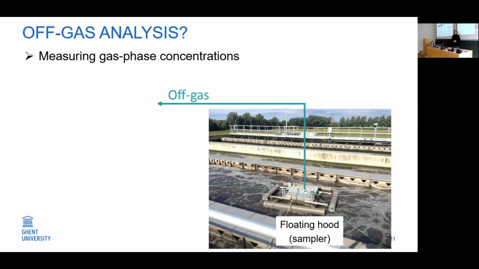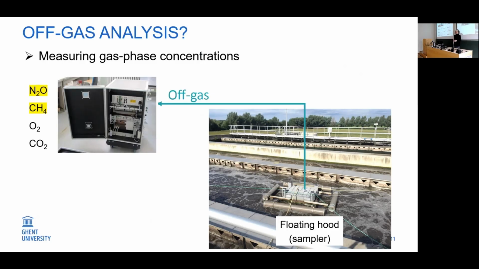So let's start with off-gas analysis. What is that? It's simply measuring concentrations in the gas phase of a wastewater treatment plant, for instance. That is easier said than done. It's nice if the plant is covered, and then you can have some exhaust pipe somewhere and directly connect your gas phase analyzer to that. But not all plants are covered. And in that case, you then need to make a representative sample, for instance, with a floating hood.